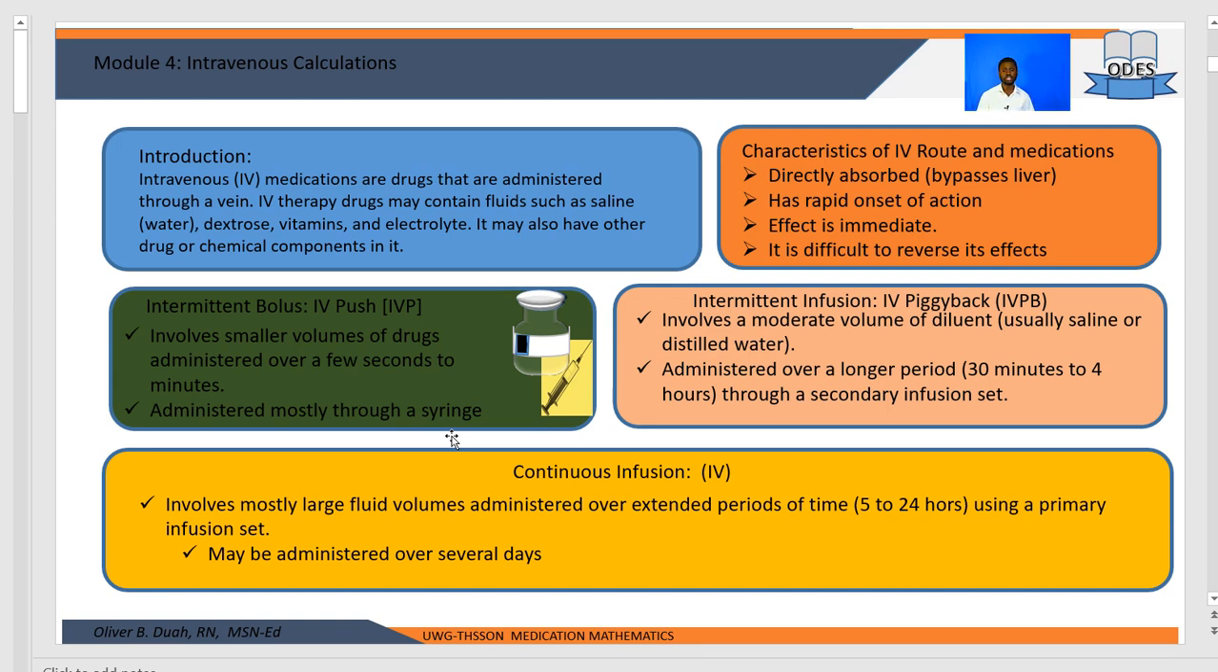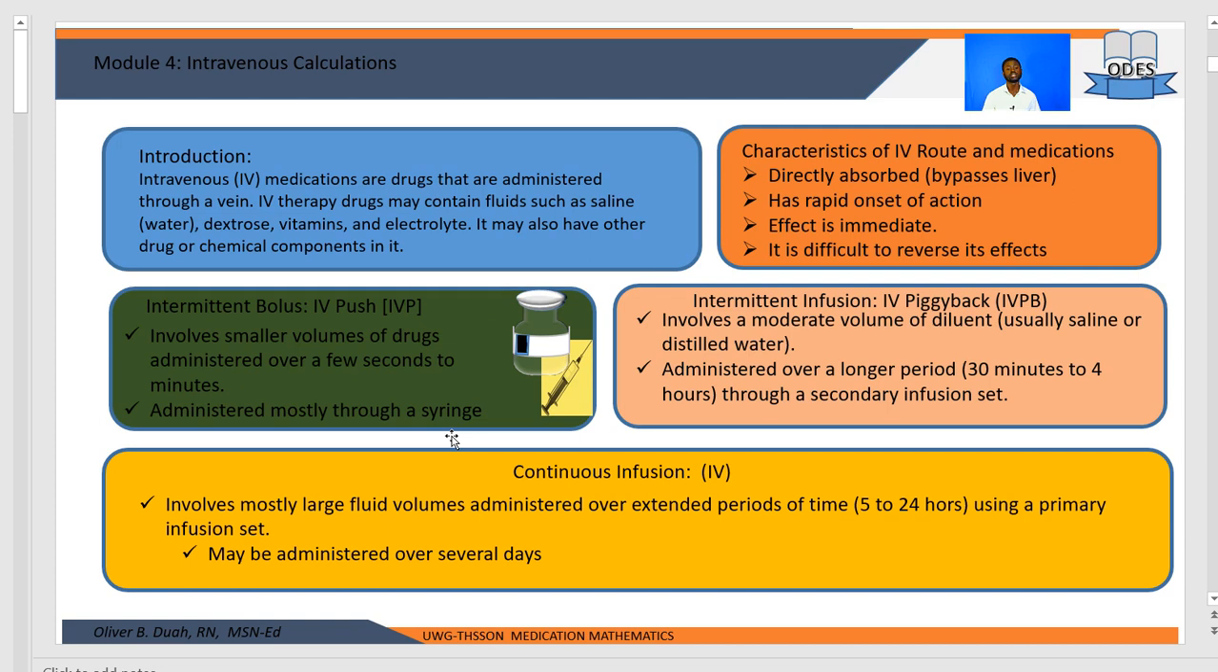We also have intermittent infusions signified by IV piggyback. This involves a moderate volume of diluent, usually saline or distilled water, such as in the case of antibiotics. Most of them have to be diluted before it can be infused. And they are administered over a period of about 30 minutes to 4 hours through a secondary infusion set.